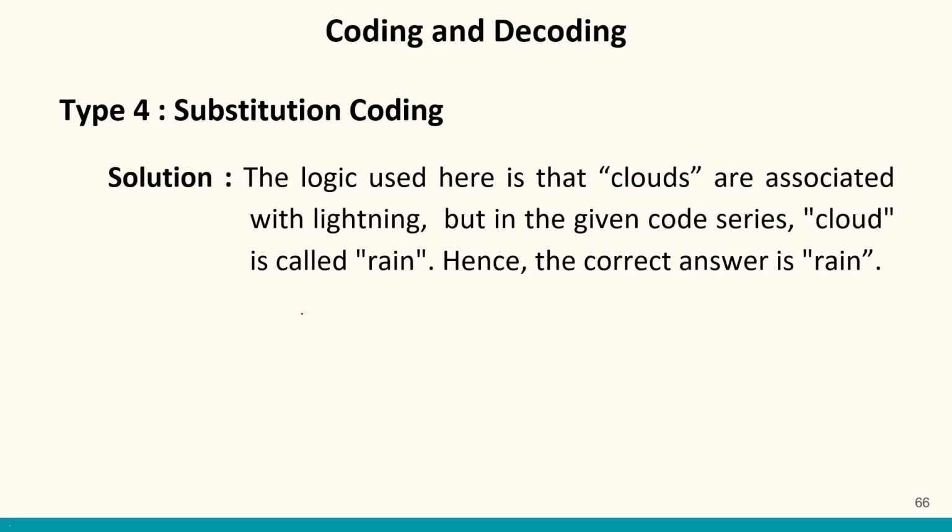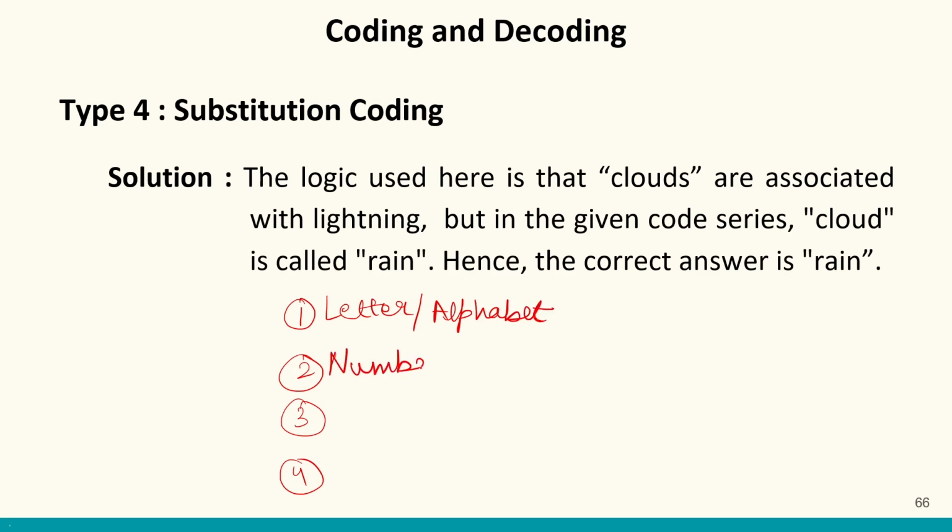Now in today's class, we discussed 4 types of coding and decoding problems, which were letter coding or decoding, also known as alphabet coding and decoding. Then we discussed number. Then we discussed mixed letter and number. And then we discussed substitution.